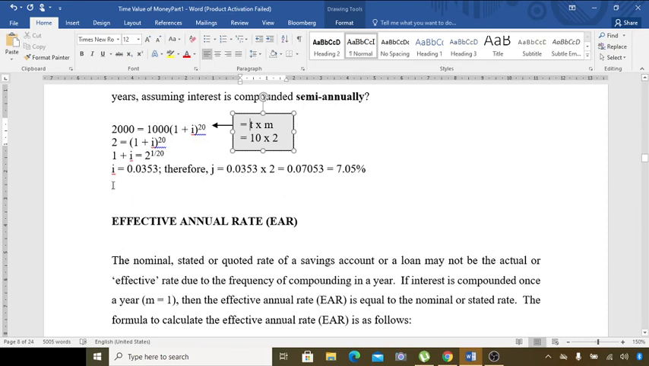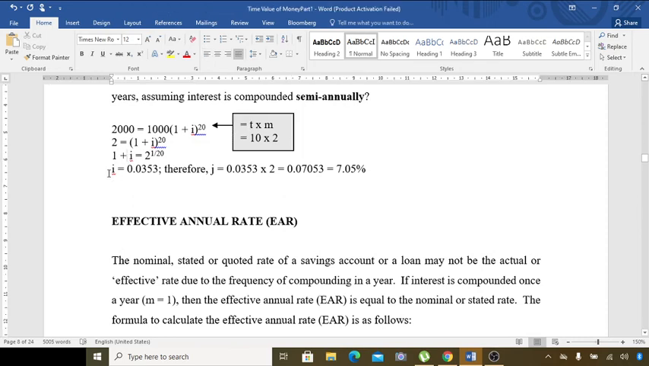So solving for I, if it is left on the left hand side, it becomes 2 to the power of 1 over 20 minus 1. Using your calculator, first you have to know what 1 over 20 is, which is not that difficult, it is 0.05, right? So 2 to the power of 0.05 becomes 0.0353. Remember, you have to minus 1, so I becomes 0.035. But solving for J, the nominal interest rate, you have to multiply by 2 because of semi-annual compounding. So at the end, the interest rate is 7.5%.